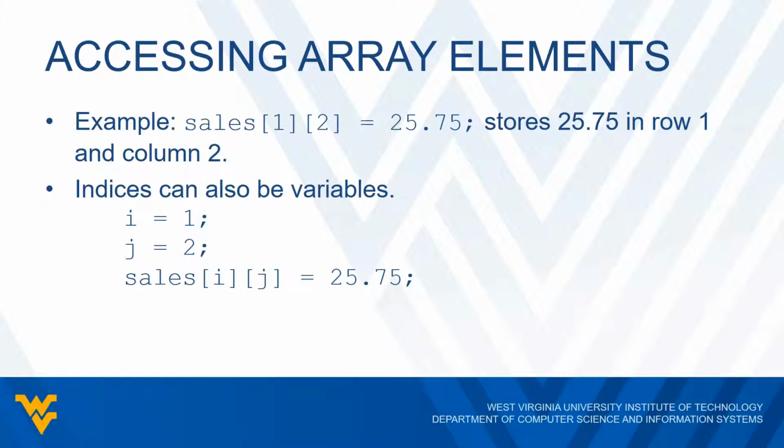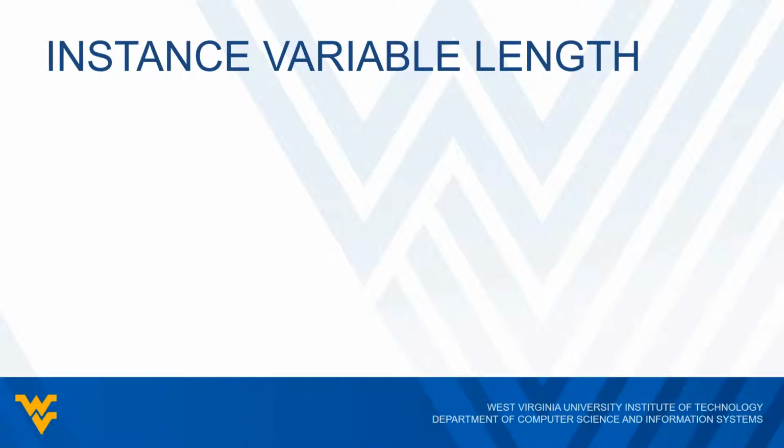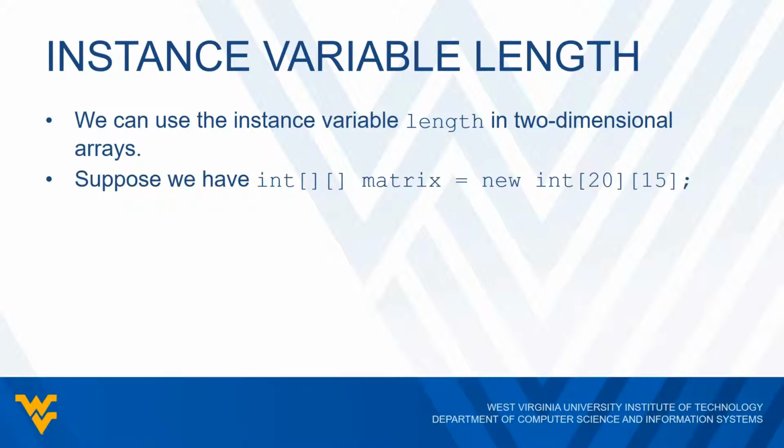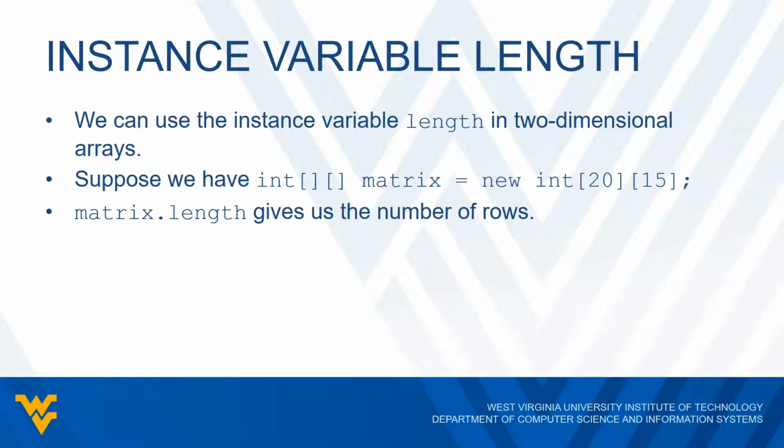So this also works. And just as we can with one-dimensional arrays, we can use the length instance variable for two-dimensional arrays. So let me give you an example of how useful this is. So let's say I create a two-dimensional array, which we'll call matrix, and it'll be an integer two-dimensional array with 20 rows and 15 columns. So what does matrix.length give us? It gives us the number of rows. Because you can think of a two-dimensional array as an array of arrays. That's how we can visualize this.